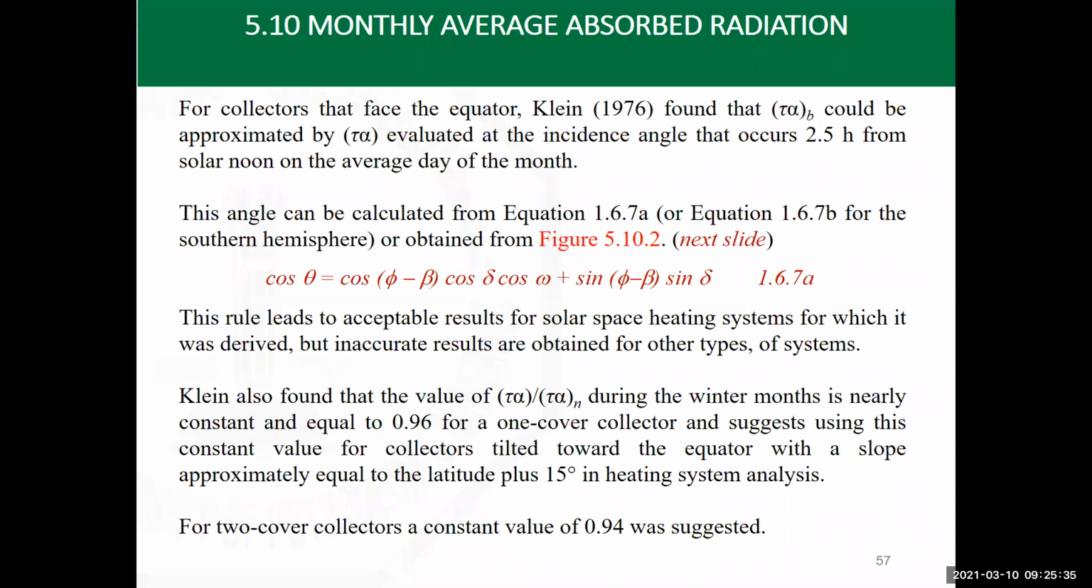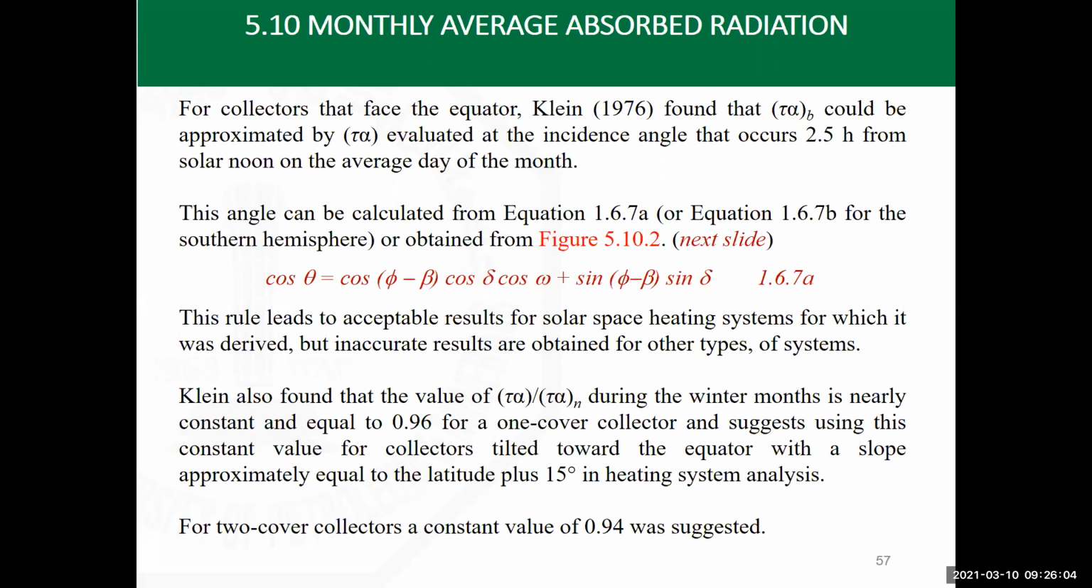So the equation 5.6.7 here is giving us the value of theta as a function of phi, the latitude; beta, the inclination angle; delta, the declination angle. Beta is the tilt angle or inclination angle, so that we don't get confused. Delta is the declination angle and omega is the hour angle. So having these, you can calculate the value of cosine theta.